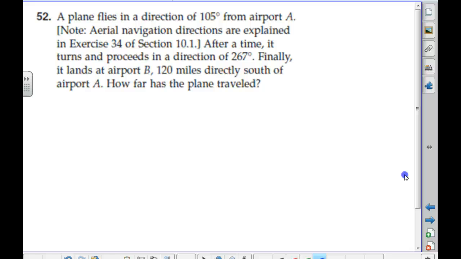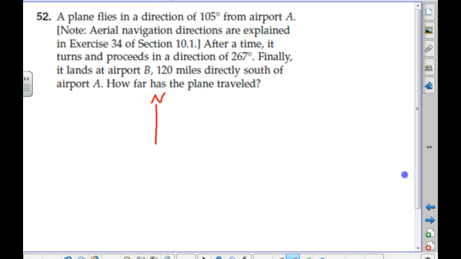Yeah, we will actually do a lot of these vector and aerial navigation problems next week. I am going to be kind and not do these equal questions until after the ACT. But this one says a plane flies an angle of 105 degrees. It's clockwise off of north. If you go to that exercise 34 on 10.1, it says clockwise off of north.